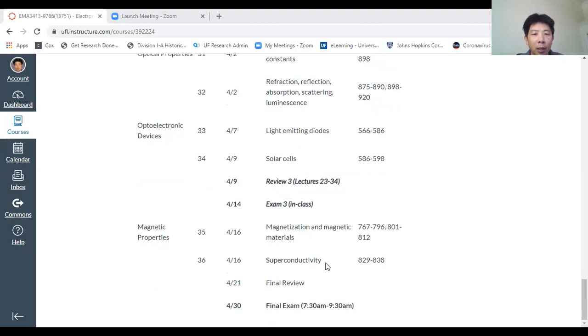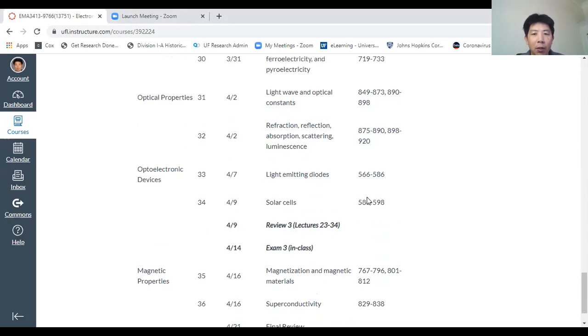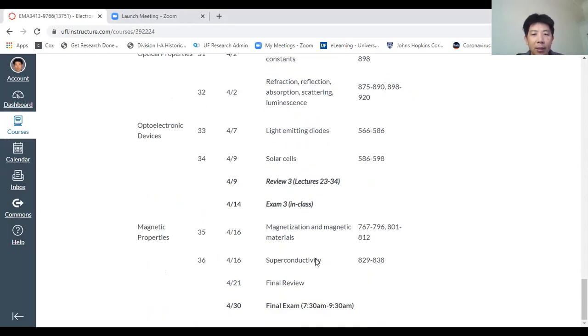There will not be a quiz that week, but we'll use the two full lectures to talk about magnetic properties. And then the last week, April 21st, we'll do a final review of everything we have talked about so far. And then we will have a final exam on April 30th during the normal assigned time. It's not a good time, 7:30 to 9:30, so you have to get up early. Unfortunately, this is our assigned time, so I cannot change that. We'll stick with that. So in terms of the remaining classes, this is the plan.